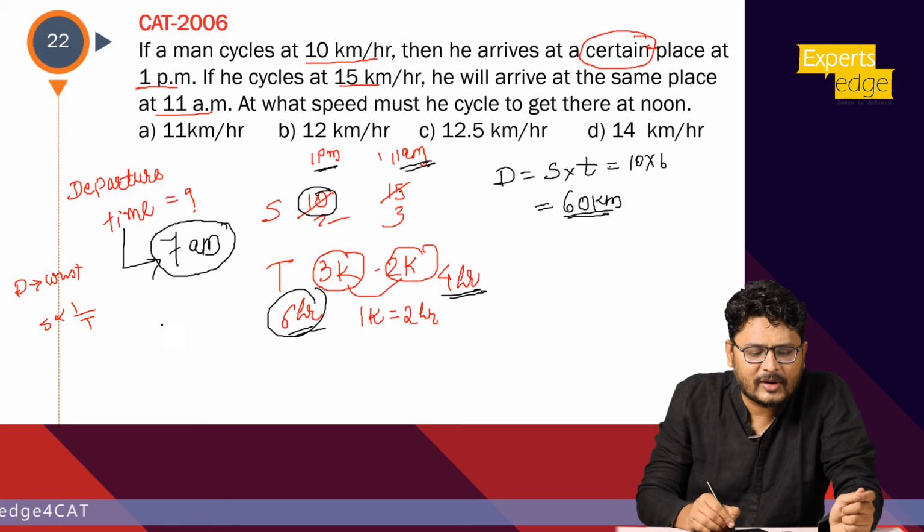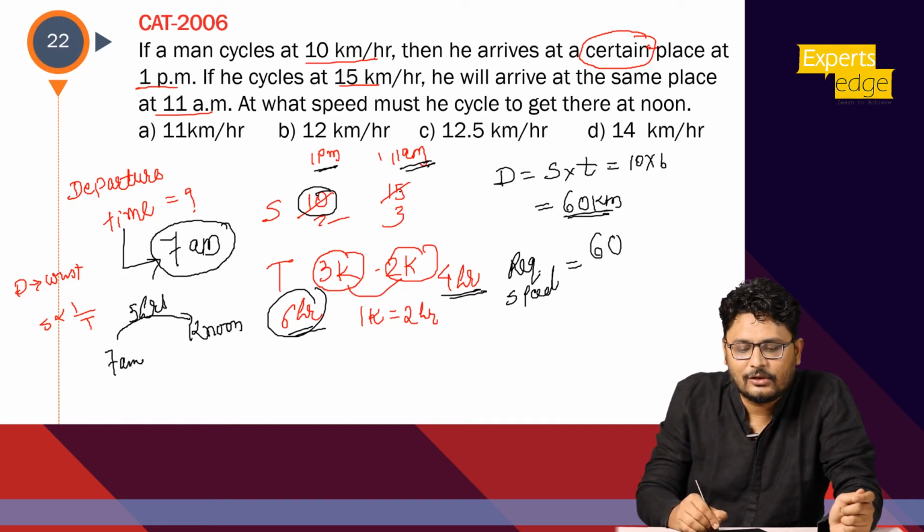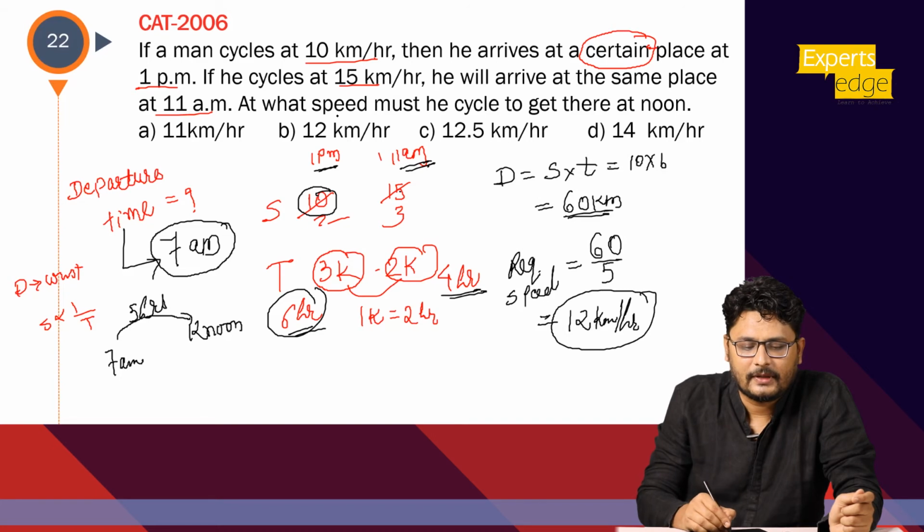I need to leave home at 7 AM, so I have to leave home at 7, and reach at what time? 12 noon. That means I need to travel this entire distance in 5 hours. How much distance? 60 kilometers. So what is the required speed? What he is asking is nothing but required speed, which is distance by time. So I need to cover 60 kilometers in 5 hours, so I should go at a speed of 12 kilometers per hour. That is the answer to this particular question.